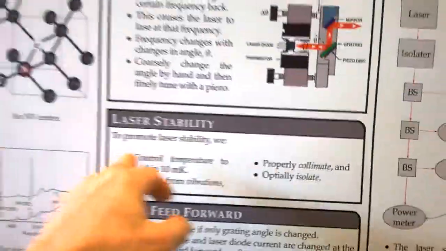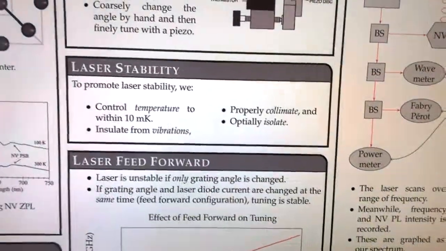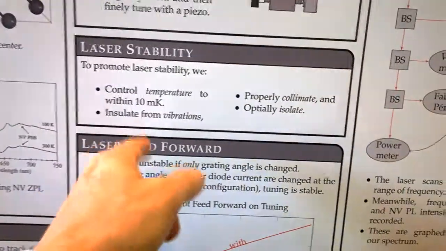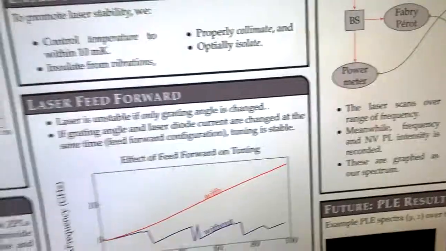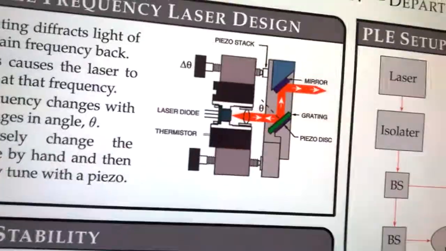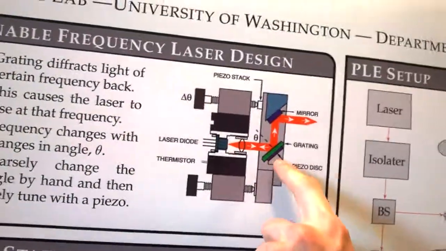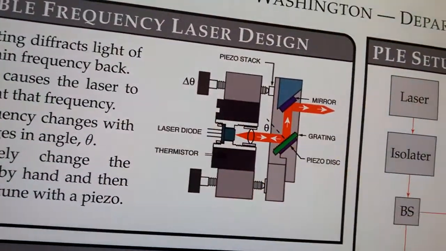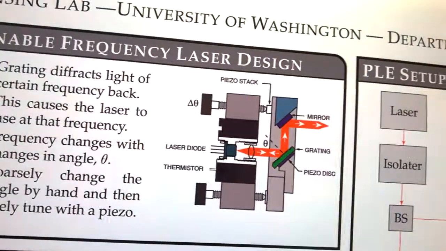Okay, laser stability. To promote laser stability, we control temperature to within 10 mK. What's a mK? Millikelvin. Okay. Insulate from vibrations, properly collimate. You can think of collimate as becoming like a column. Collimation is taking this cone, which is what it is when it comes out of the laser diode, and making it a column. So it's straight. If it wasn't, you would have different angles hitting the grating and different frequencies going back to the diode, and that creates extreme instability.